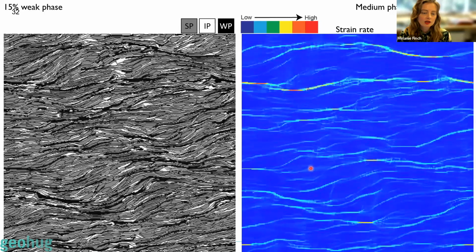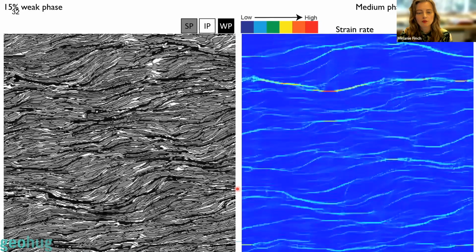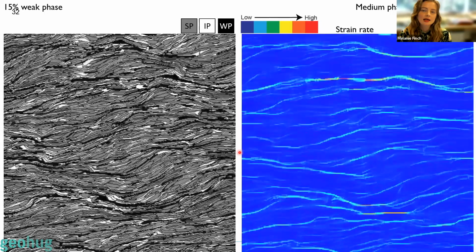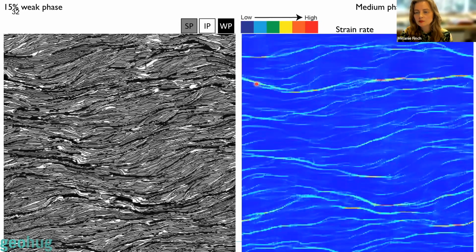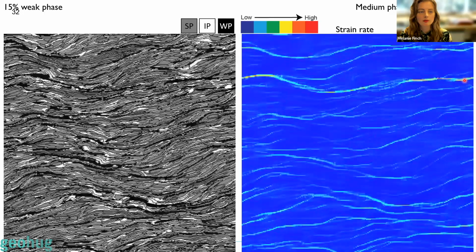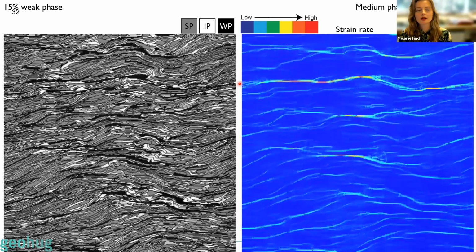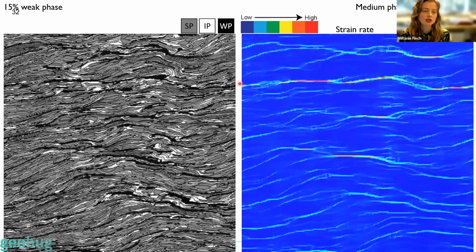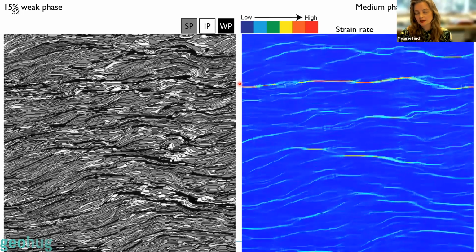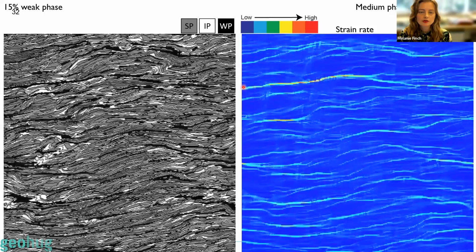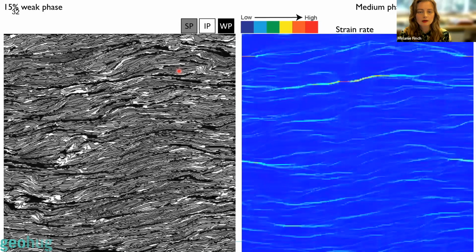So what's happening over here is that these dark layers of weak phase are linking up into long layers. And as they link up, they localize more of the strain rate, more of the deformation. And so we see increasing strain localization, deformation localization, with increasing finite strain or increasing time. And you can see also some asymmetric folds in here as well.